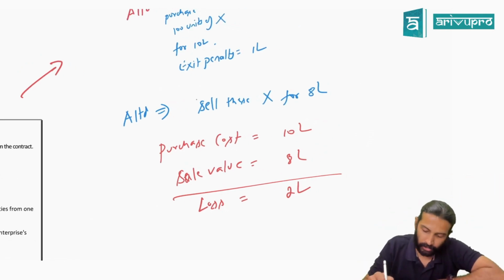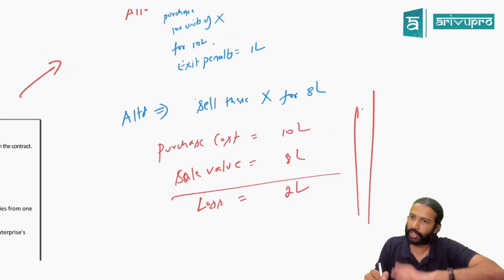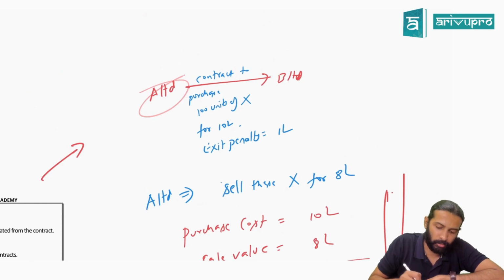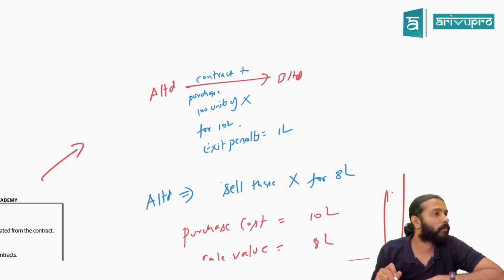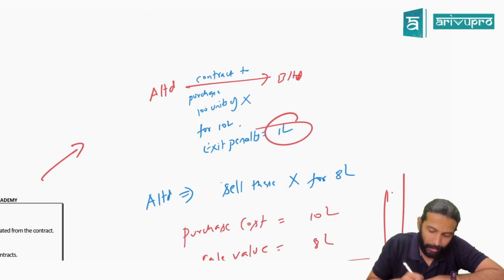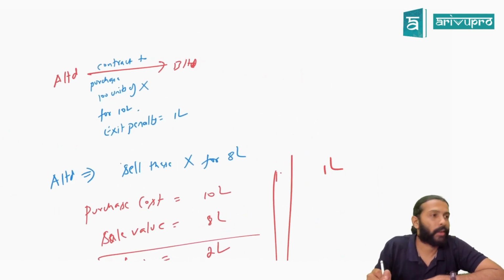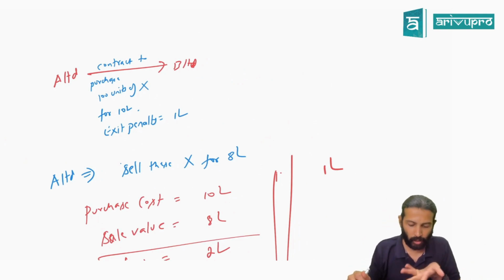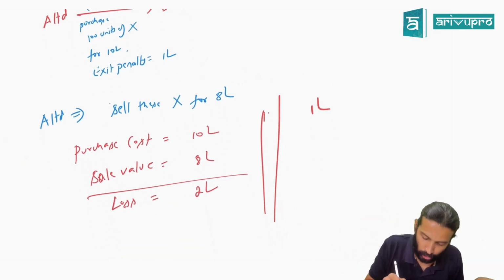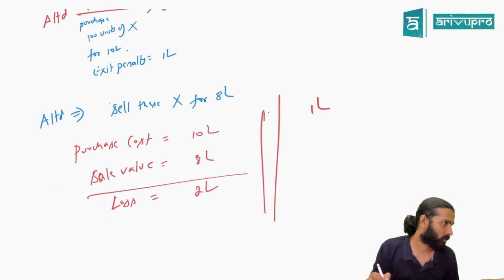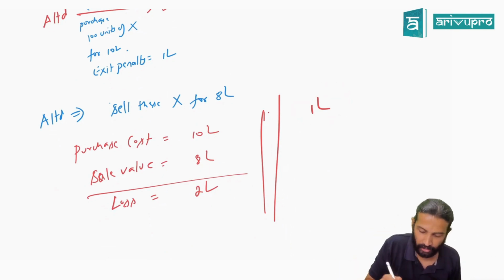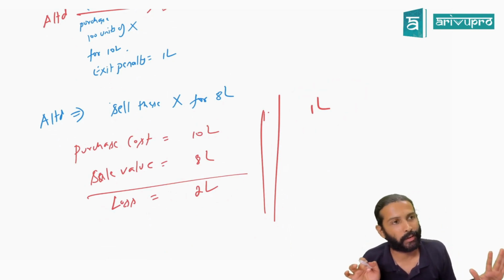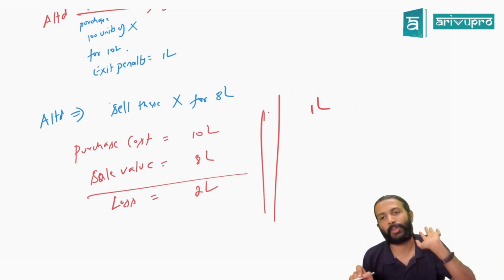Yes or no? This is one. If you exit this contract, because you'll get this product only after 5 months, if A Limited cancels the contract, then B Limited will say, okay, you give me an exit penalty of 1 lakh. What AS 29 says is, this is an onerous contract. Why? Either way, it's a loss for you. If you go ahead with the contract, 2 lakh rupees loss. If you exit the contract, 1 lakh loss. Are we fine now? Such loss-making contracts, we call onerous.